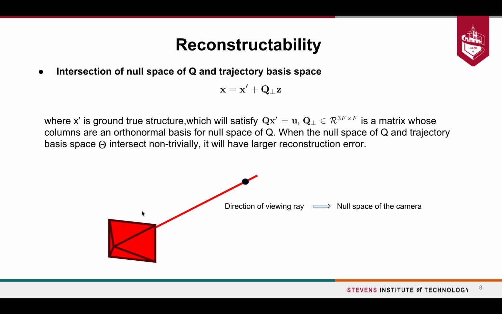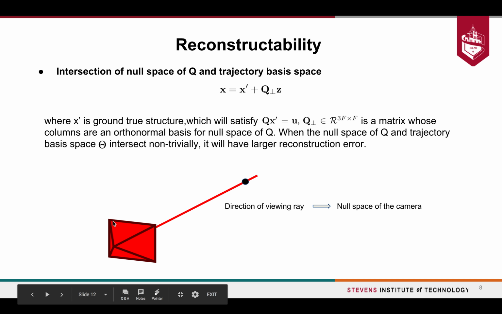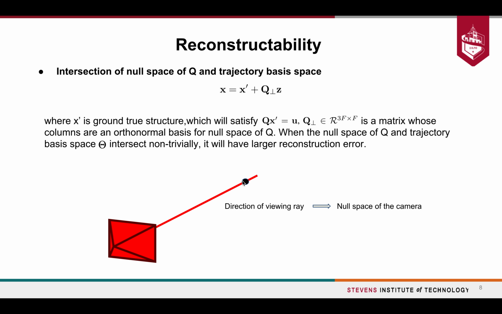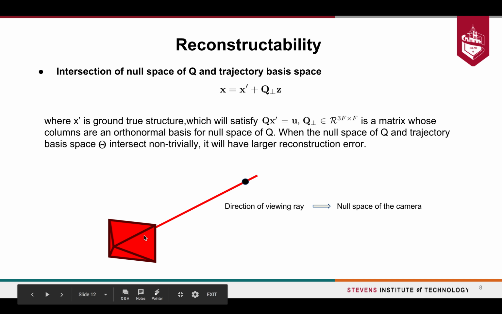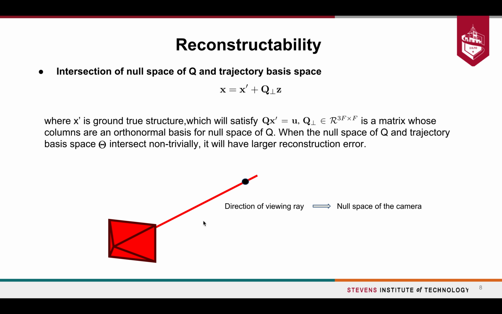The simplest example: if this is one camera and this is the 3D point, the null space for this camera is the direction along this ray, since if this point moves along this ray, it won't change the reprojection. And if the trajectory basis has a component along this direction, the reconstruction may have a large error.